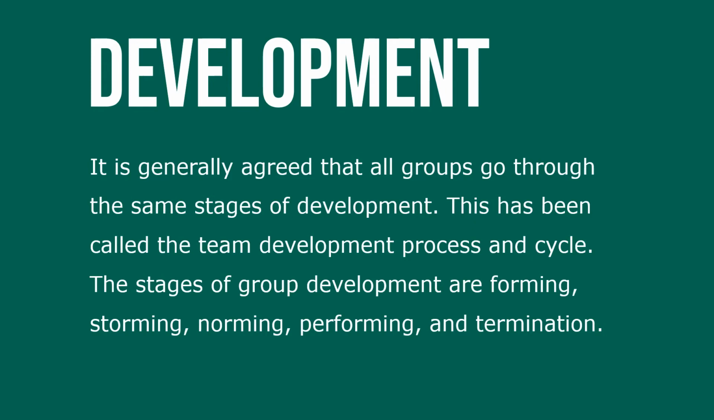It's generally agreed that all groups go through the same stages of development. This has been called the team development process and cycle. The stages of group development are forming, storming, norming, performing, and termination.